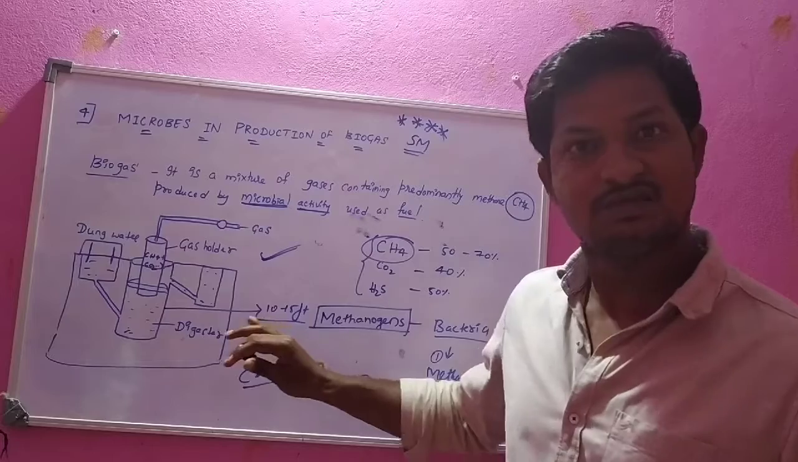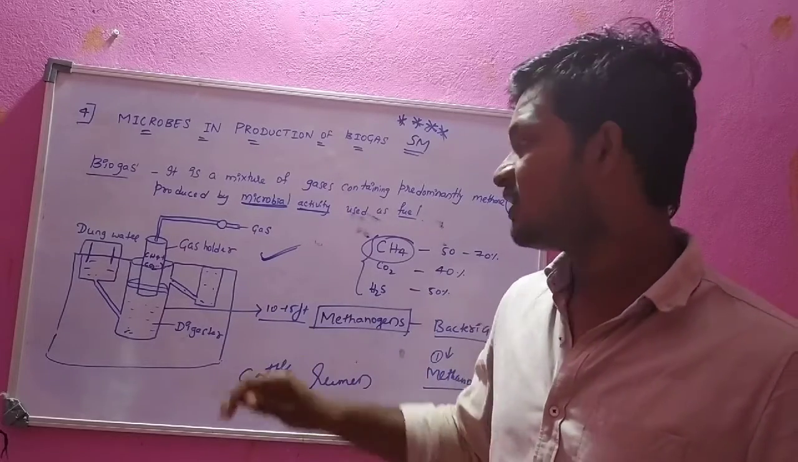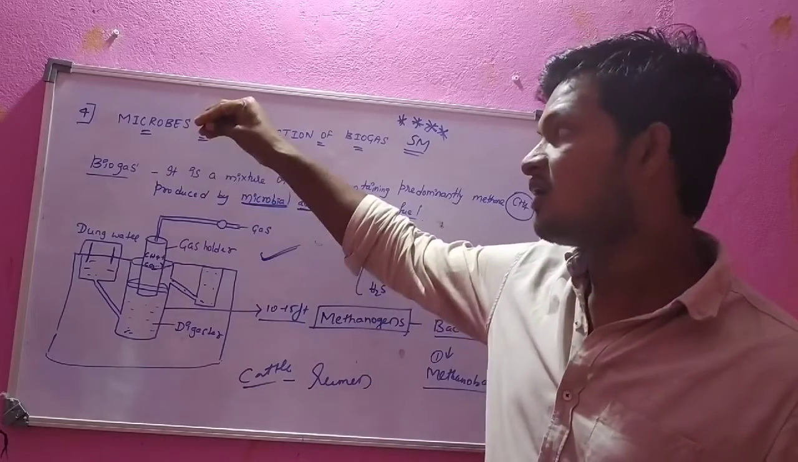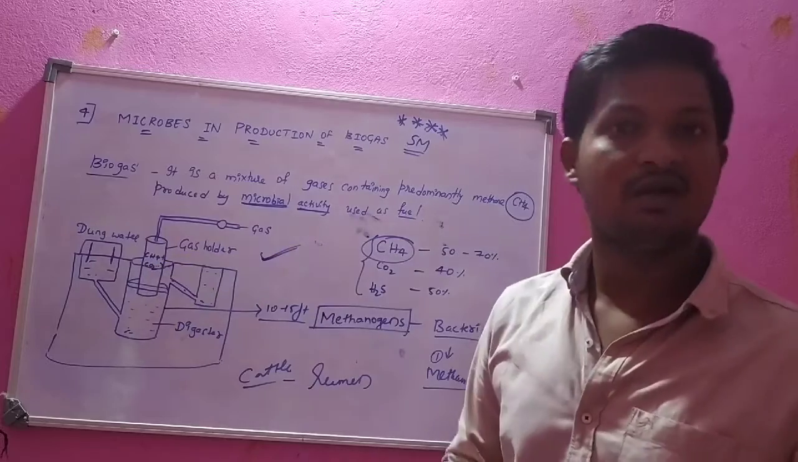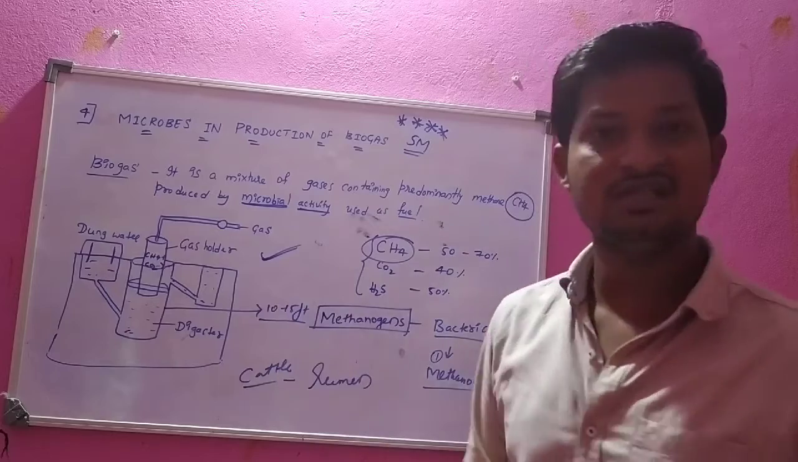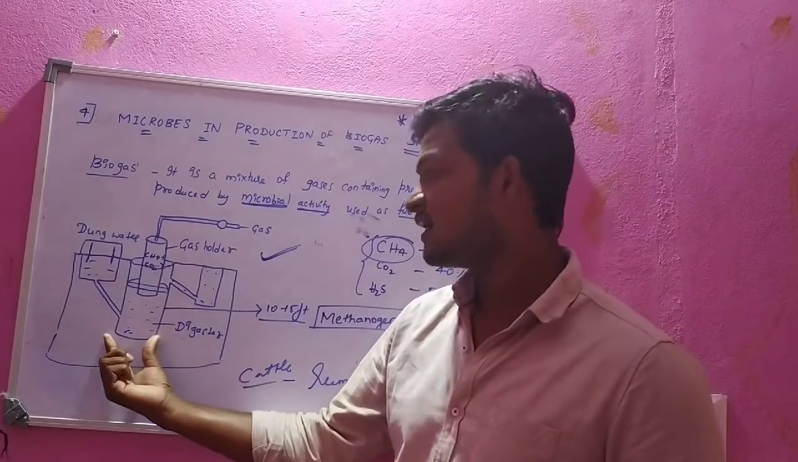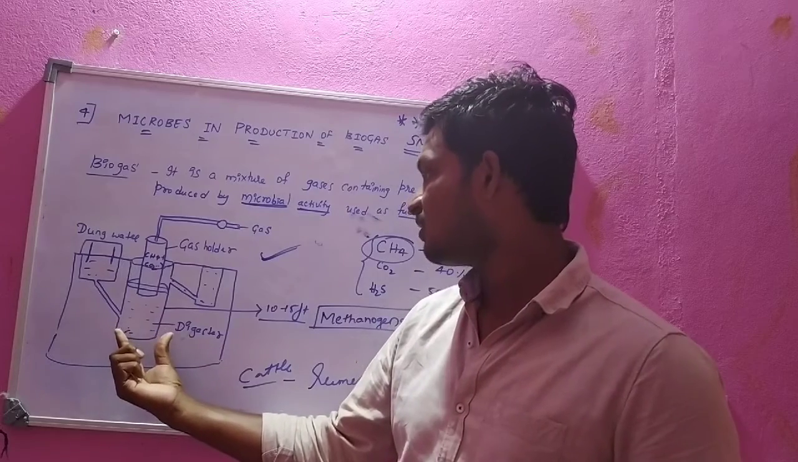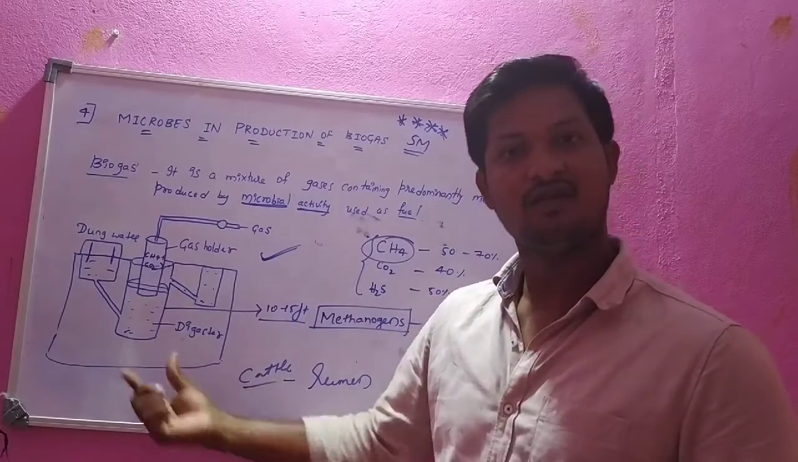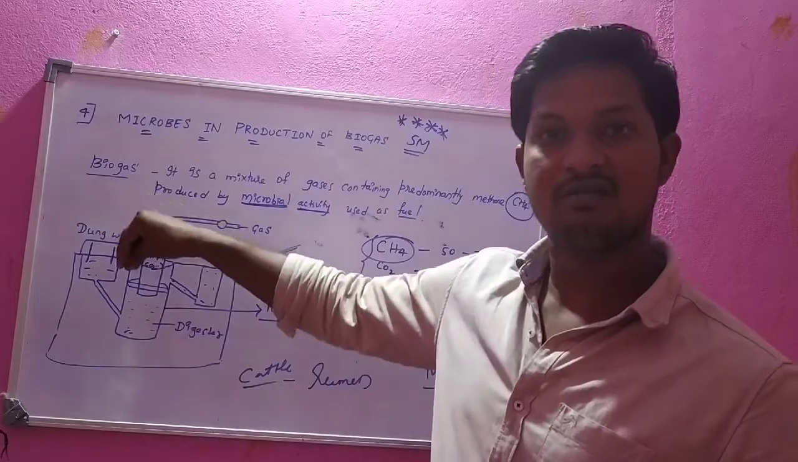This gobar gas tank is made with the help of concrete, cement and all. Cow dung is introduced into that tank, and they produce gas. That is, natural gas is produced. If you see this tank, it is long, made of concrete, with a height of 10 to 15 feet, and at one end they put dung plus water.